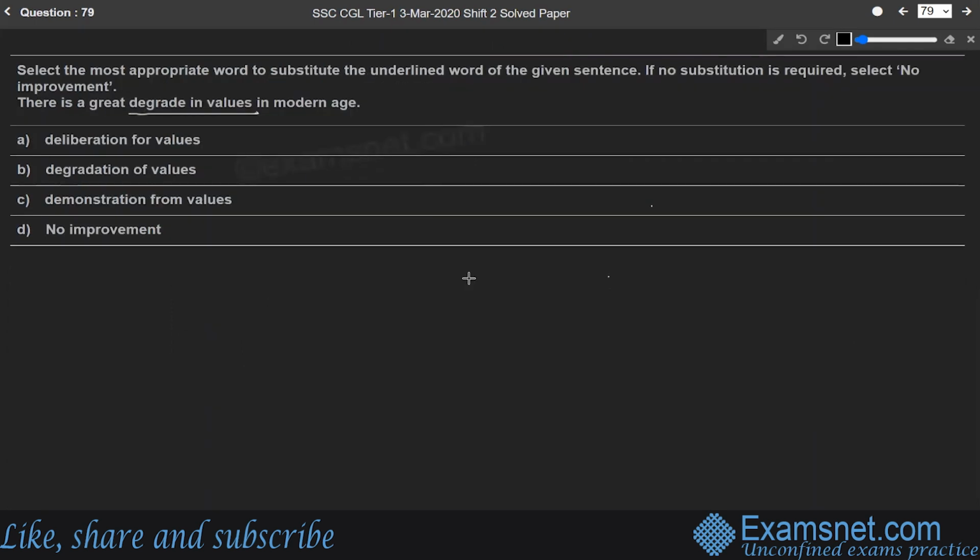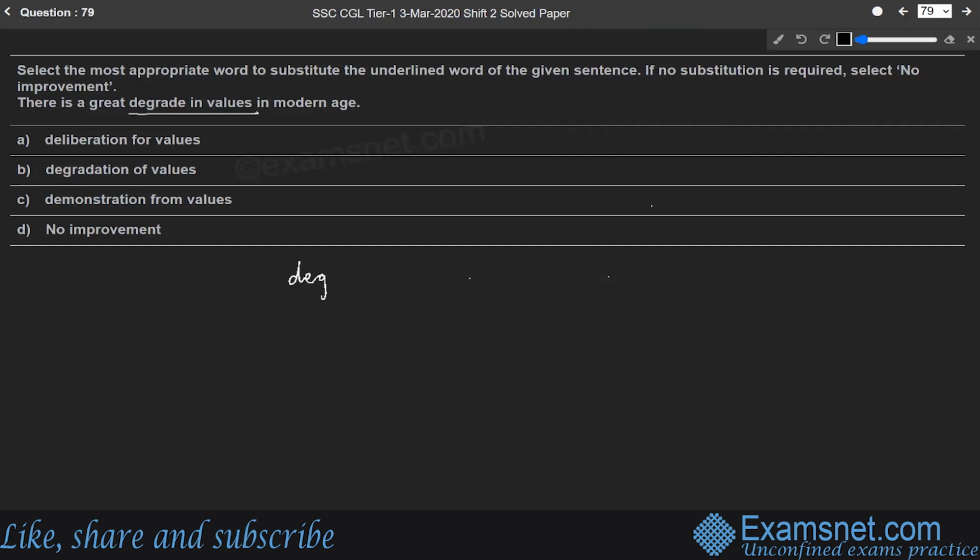Next question is, select the most appropriate word to substitute the underlined word of the given sentence. If no substitution is required, select no improvement. So first, let us read the sentence that is given in the question. The sentence is, there is a great degrade in values in modern age. We have to identify whether we need to substitute the underlined words or not. If there is a grammatical error in the underlined words, then we need to substitute this word with another word from the given options. And if there is no error or no need of any improvement, then we simply have to tick no improvement.